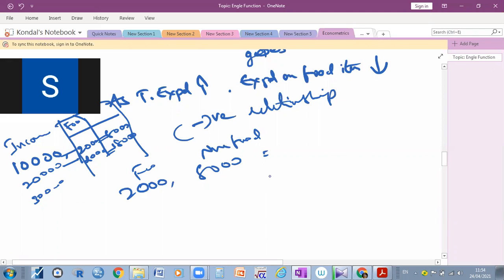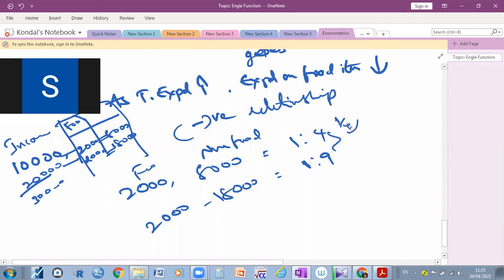1:4, sir. Yes. If your income is 20,000 and you spend only 2,000 for food, and non-food is 18,000, what is the ratio? 1:9. See, the proportion has decreased. Compared to the earlier case, where we spent one fourth on food, when you are getting 20,000 we should spend at least 5,000. Am I right?